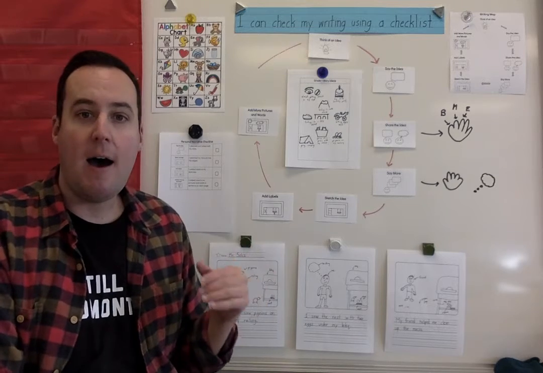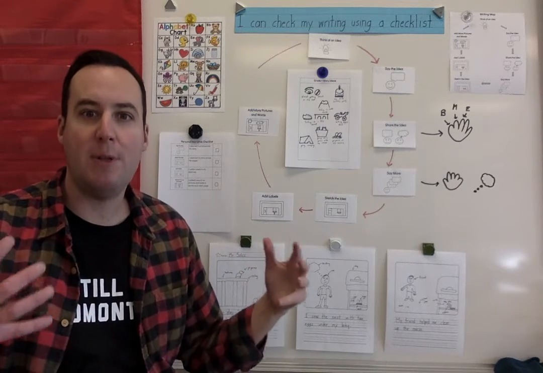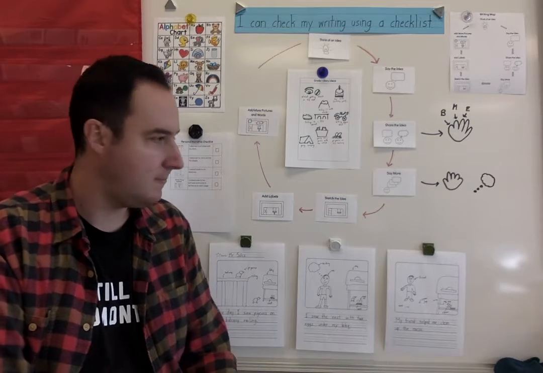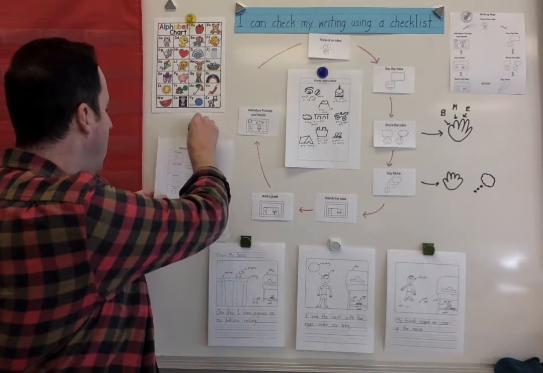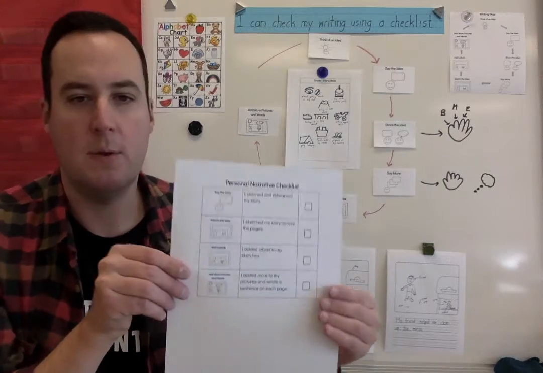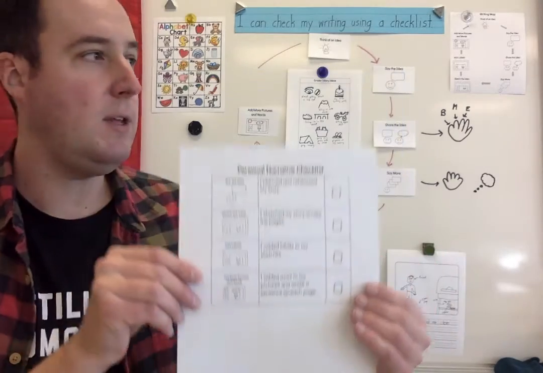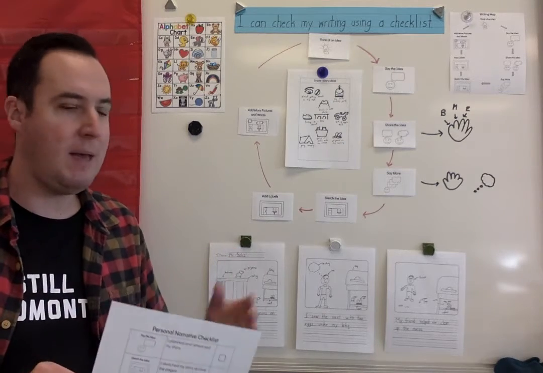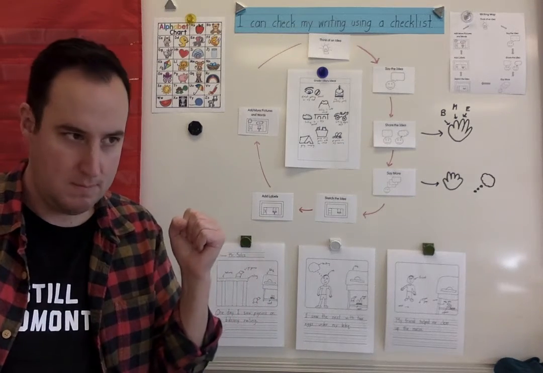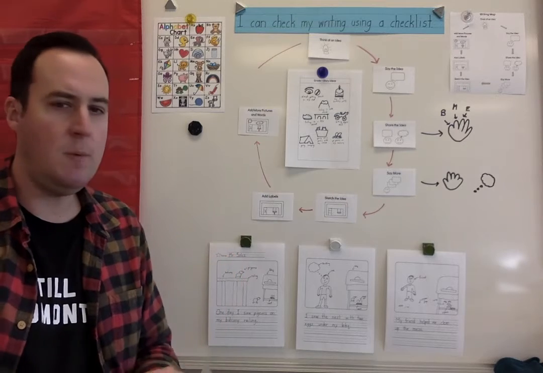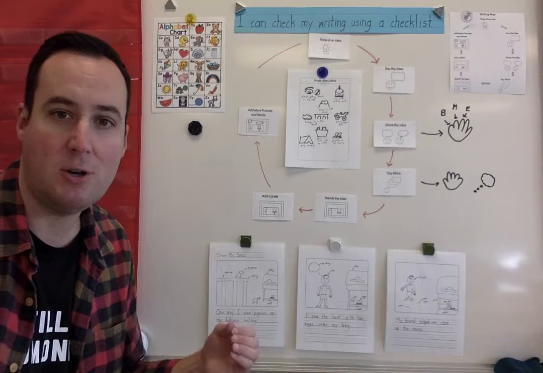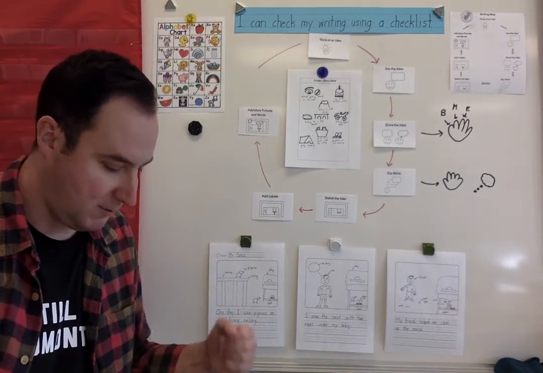So today, I want to show you what you do when you think you're done. You're going to use something called a writing checklist. So, I want to show you the writing checklist. So when you think you're done a story and you're ready to hand it in to me, you want to make sure that this story is your best effort. So you want to use a checklist to review what you wrote to make sure it's your best effort.